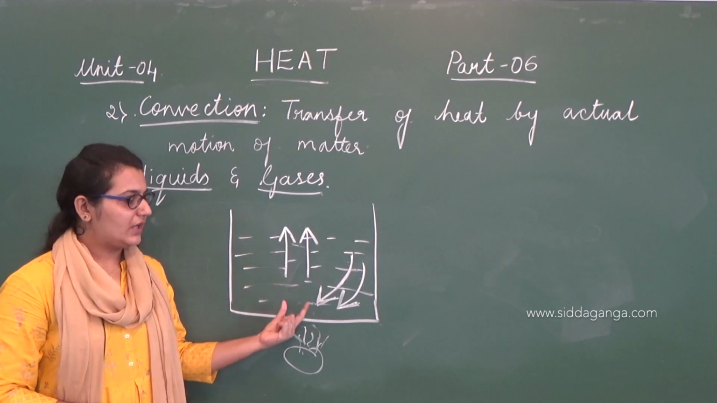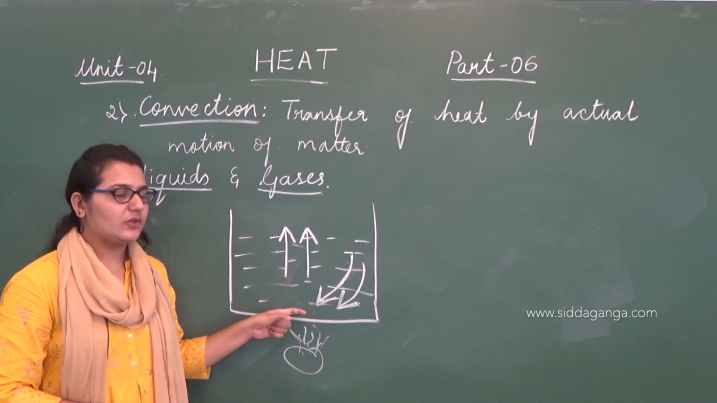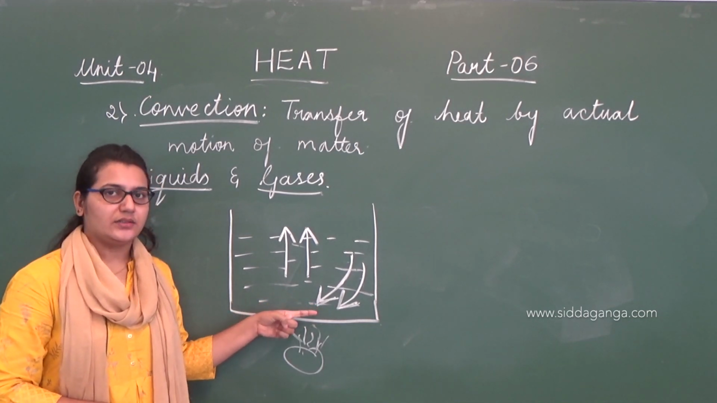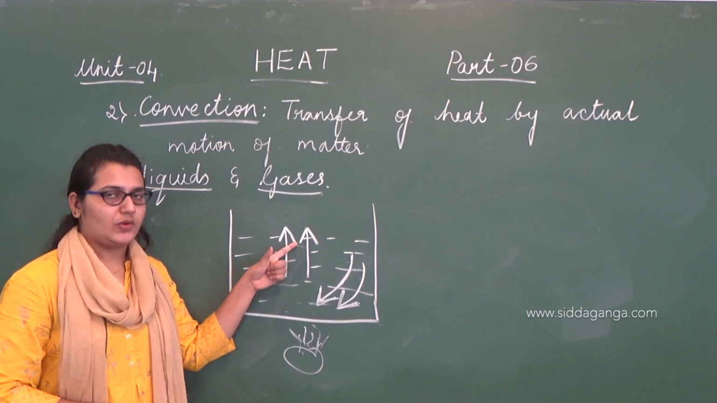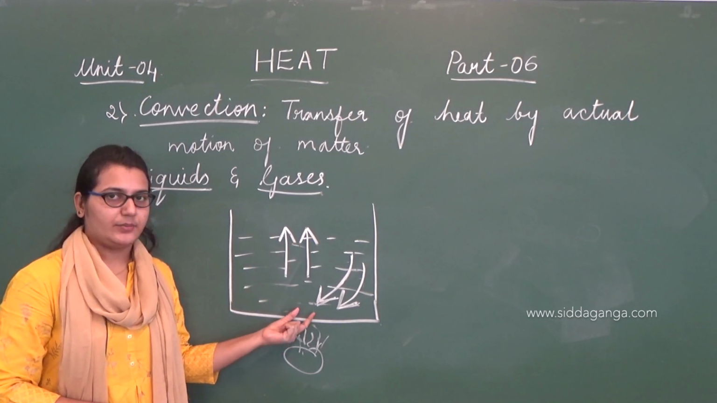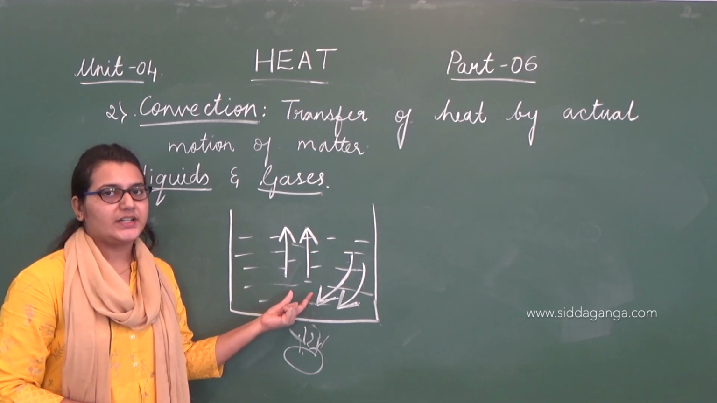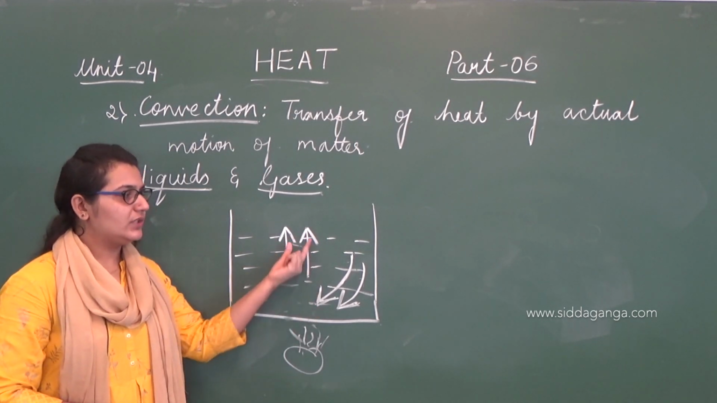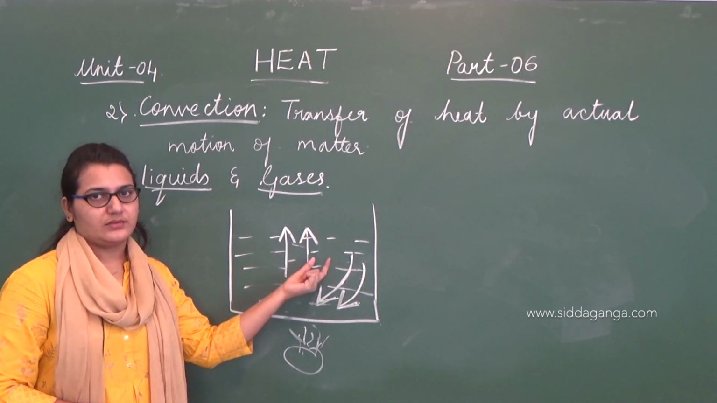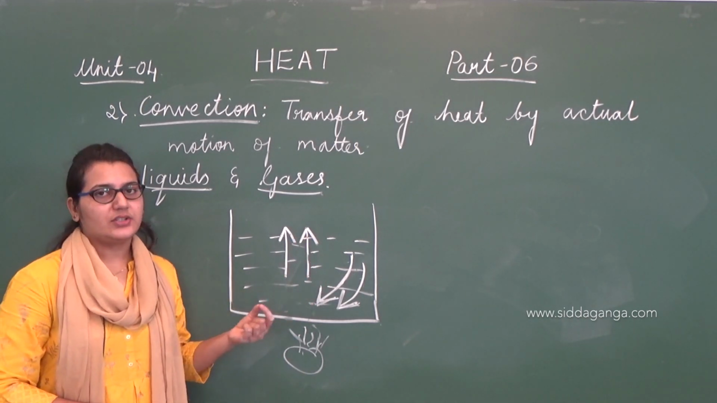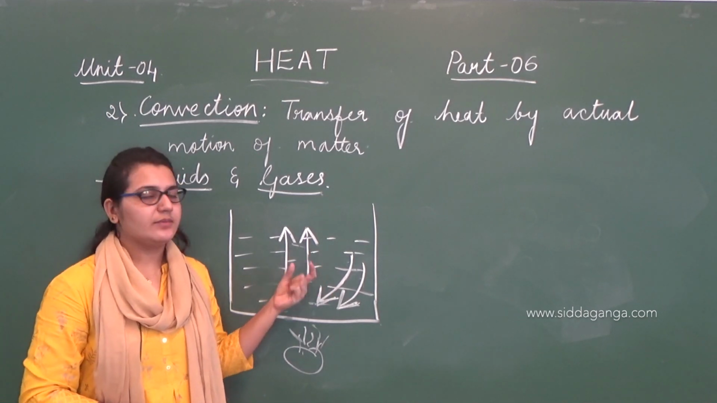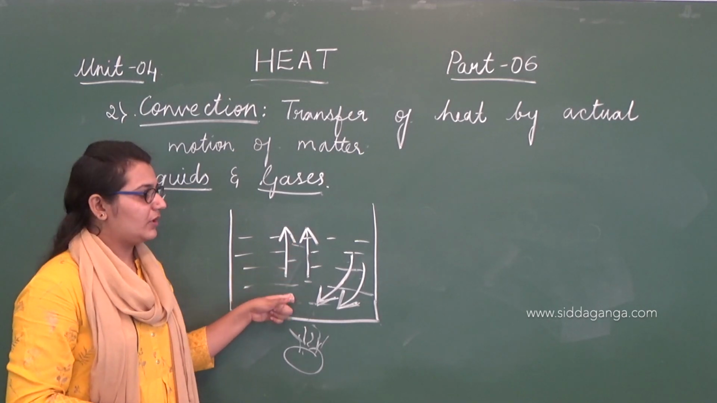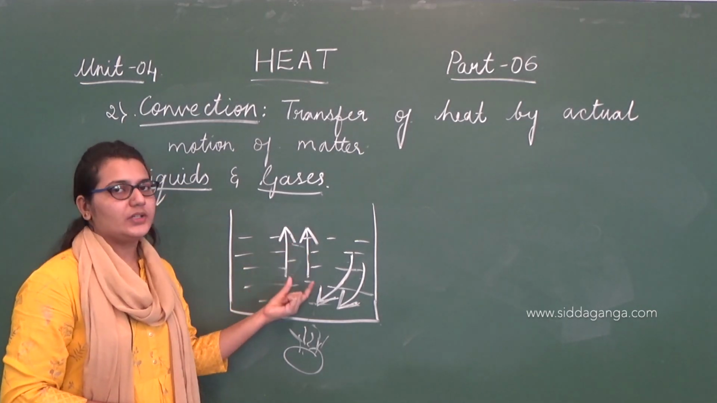We are giving heat to the base of this beaker or pan. We are just giving heat here, but due to the motion of molecules, these molecules are getting heated up, right? When they get heated up, they rise above. There is transfer of heat from this part to this part by the movement of molecules. So this is what convection means. The same is the case in both liquids and gases. This is how heat transfers from one part to another by the movement of molecules.